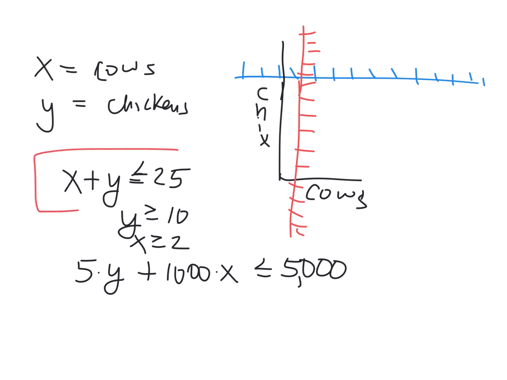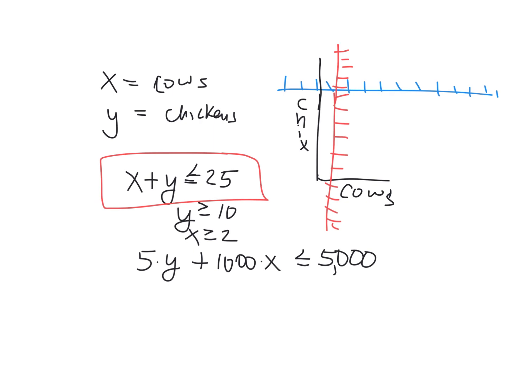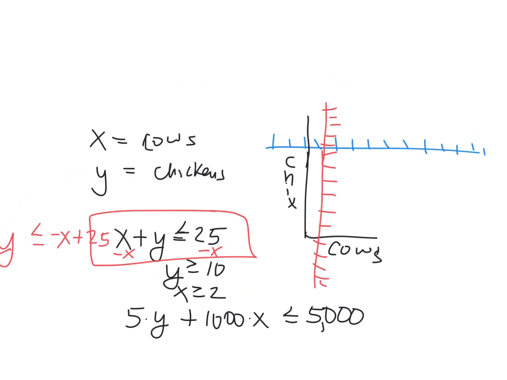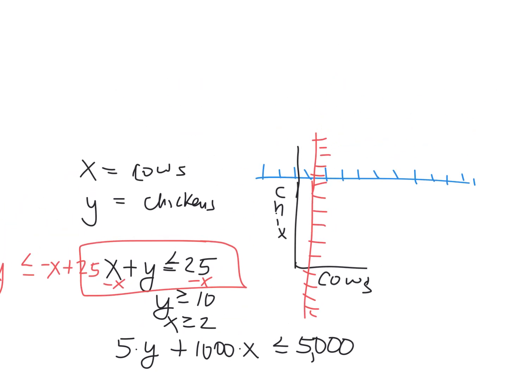This one, not quite as easy. I'm going to subtract and solve it for y. Everybody take a second and solve this for y. Yep. Did you get negative x plus 25? Yeah. Good. So then you could tell that it would have a positive 25 y-intercept, which is like up there somewhere.